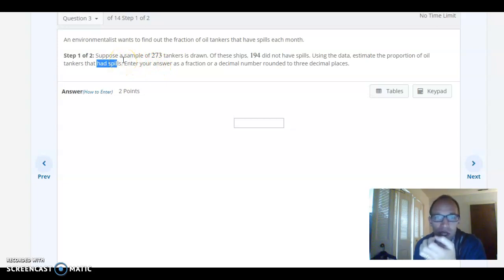That's horrible. I hope we don't have anywhere near that proportion of spills. But then you can use that 79. That can be what you use for the rest of your problem, whether you're using a formula or the calculator itself. Most important, just subtract that from the total number to get the number that had spills.